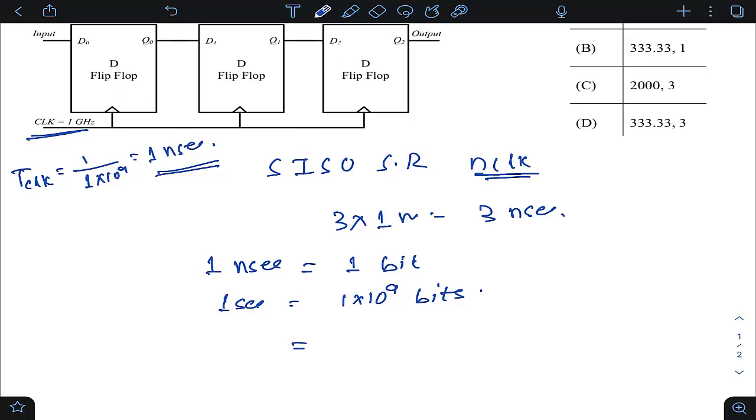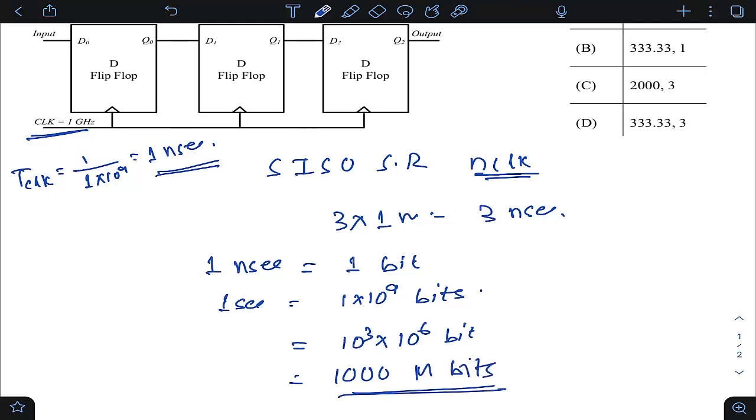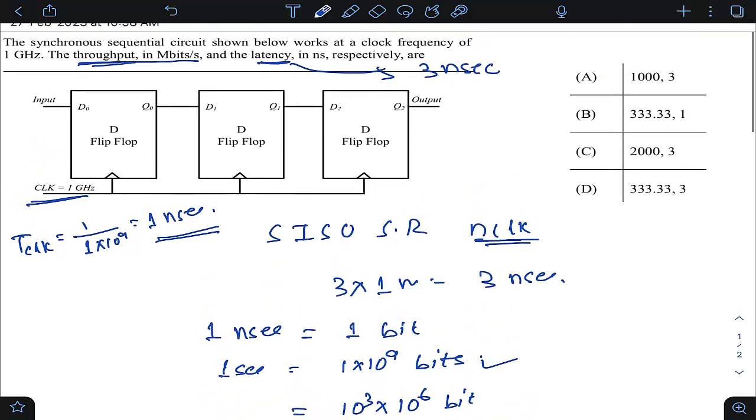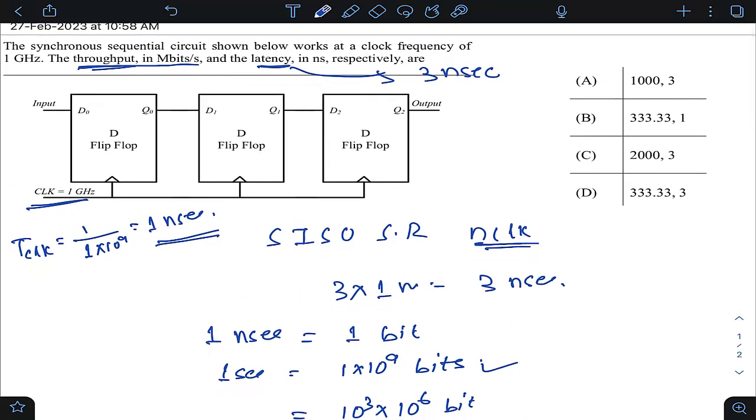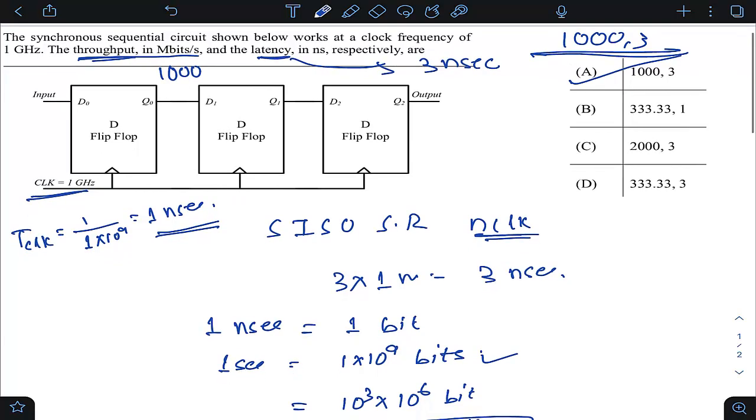10 raised to power 9 can be written as 10 raised to power 3 into 10 raised to power 6 bits. So this is nothing but 1000 megabits. In 1 second, these many bits will be received, which is equivalent to 1000 megabits. So the answer is throughput is 1000 and this is 3. So the answer is 1000, 3, which is given by option A. So A is the right answer for this question.